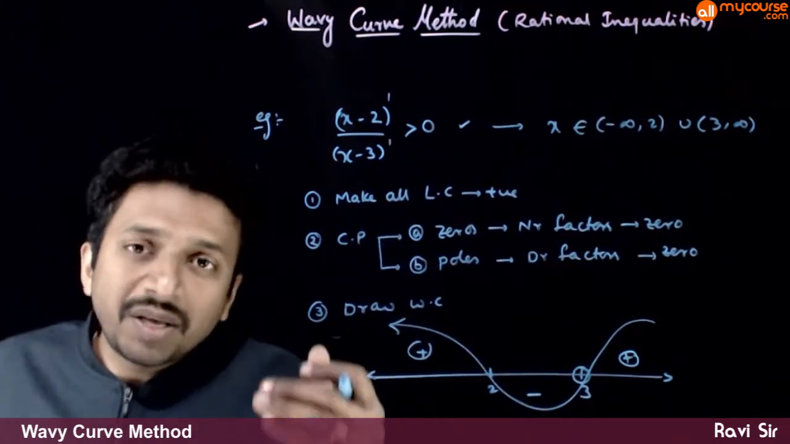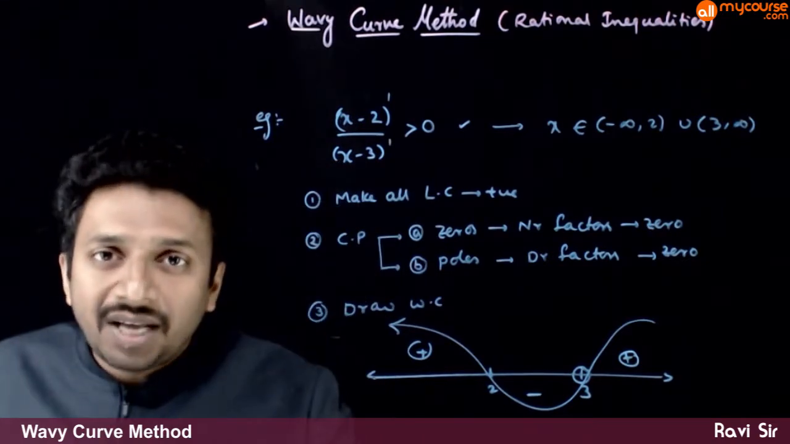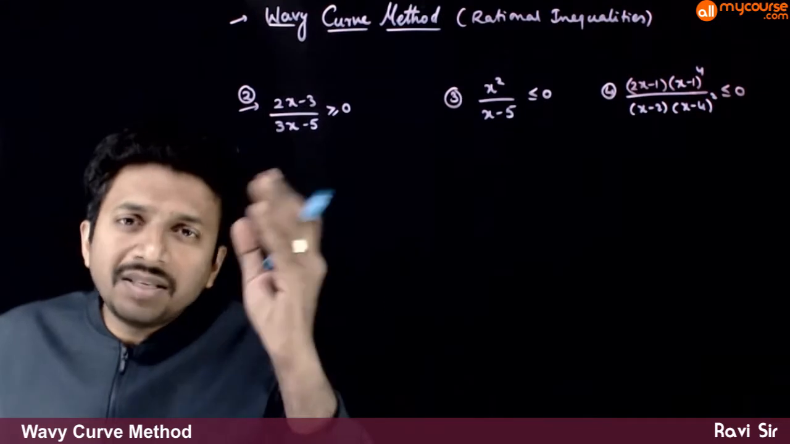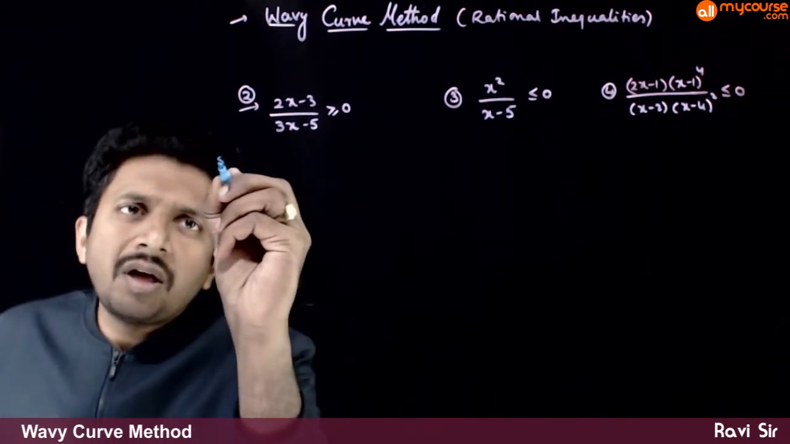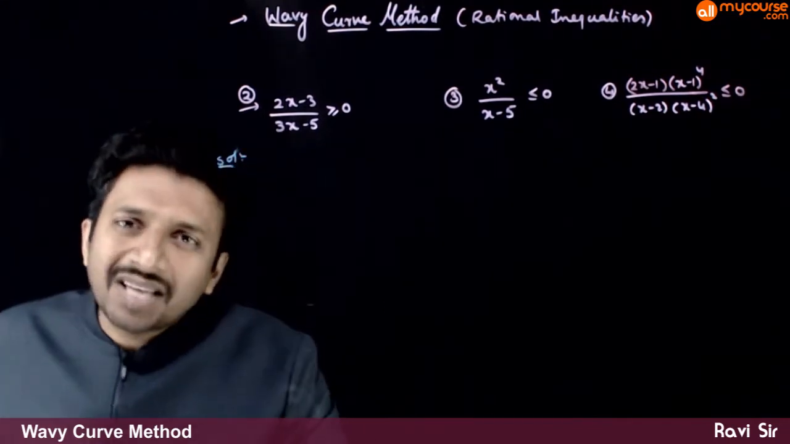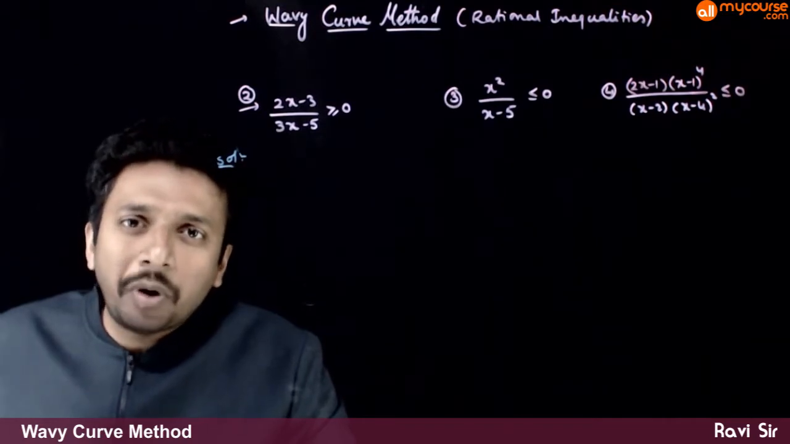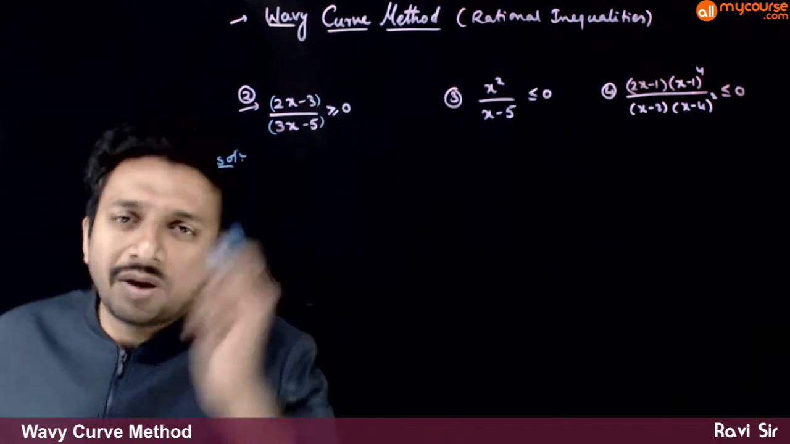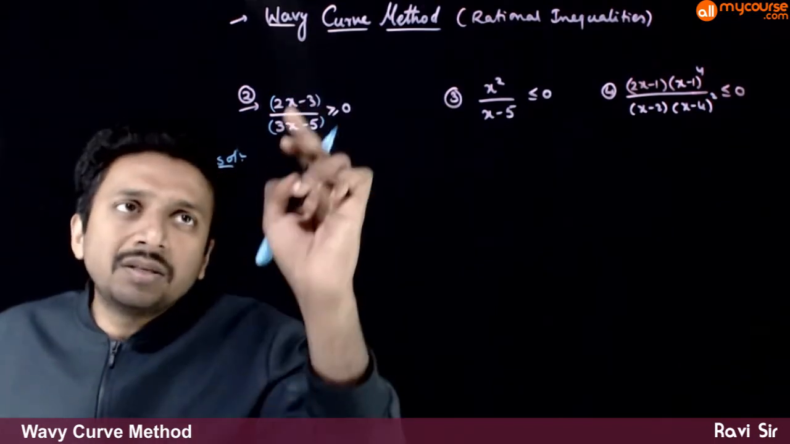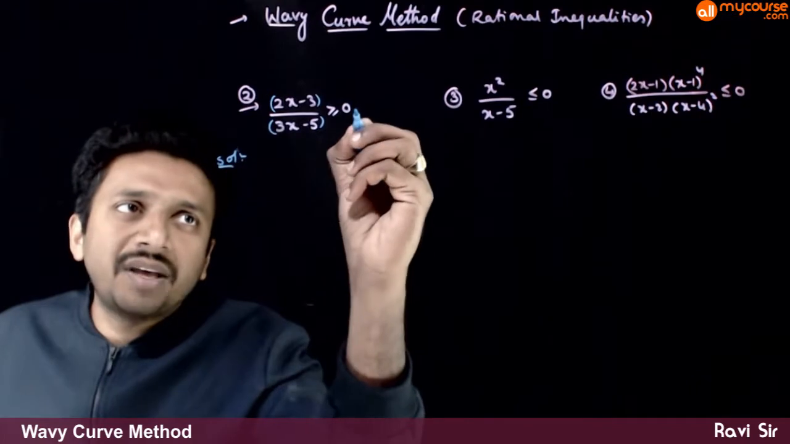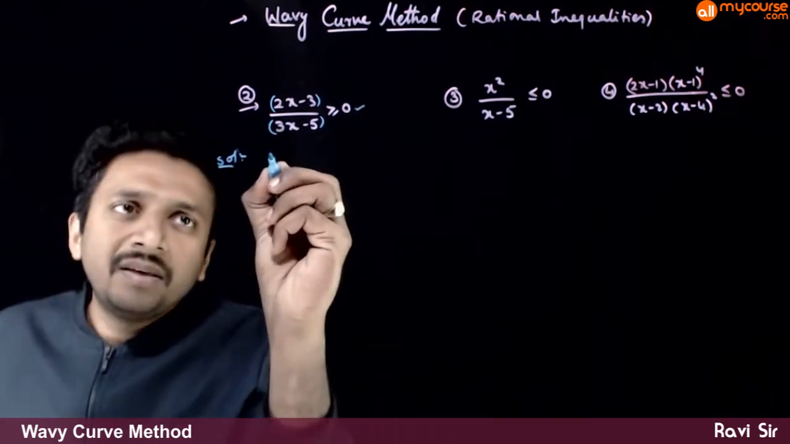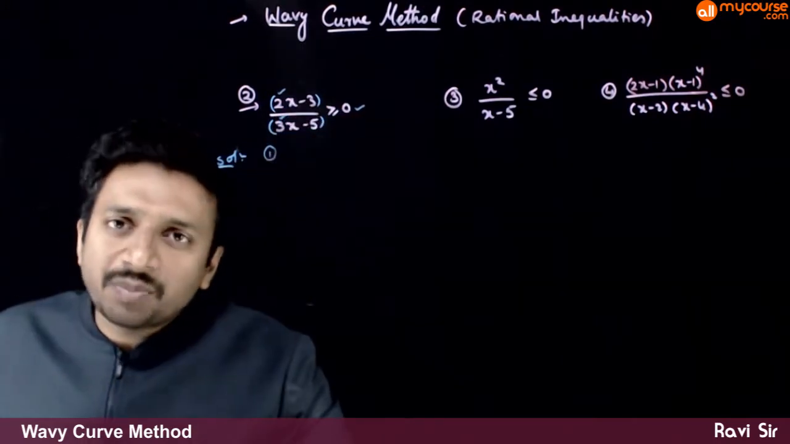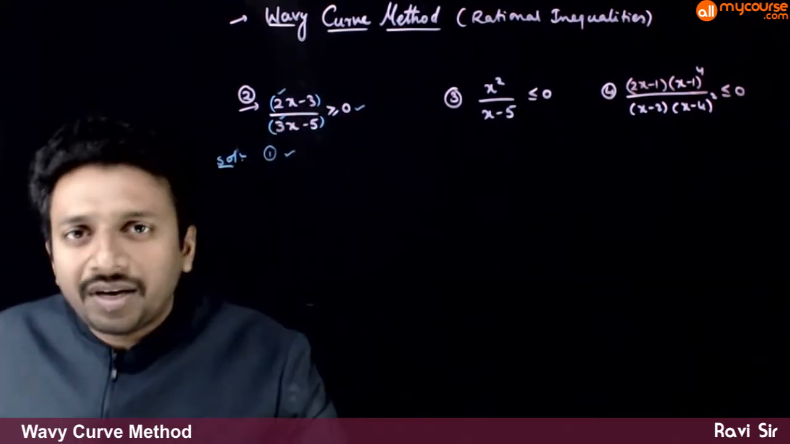So let us apply this method for further rational inequations. If you look at these examples, we solve these rational inequalities exactly the same way that we have solved polynomial inequalities. These are also factorized already. These are linear factors: (2x minus 3) by (3x minus 5) greater than or equal to 0. The first step, make all the leading coefficients positive, has already been done.